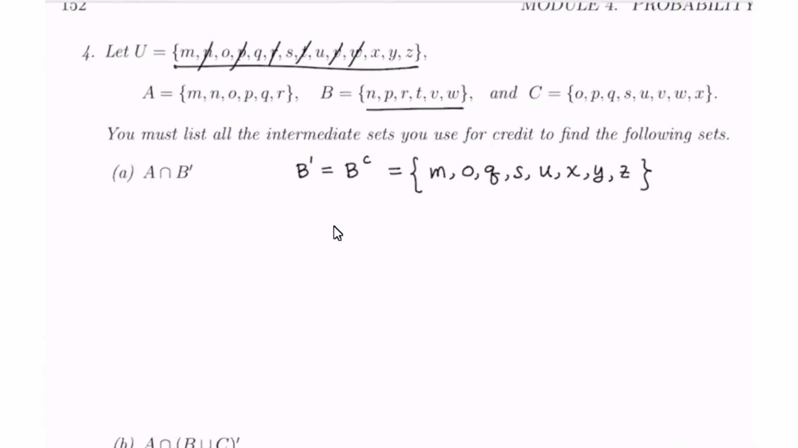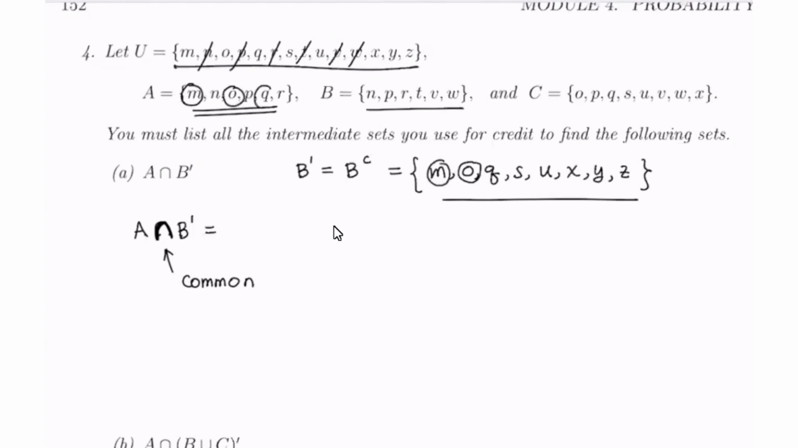So we are looking at A intersect with the B complement. You look at A, you look at B complement. Intersection means common elements. So what are common elements between A and B complement? Here's M, there's O, there's Q. That's it, there's no others. So M, O, and Q. Let's erase this.